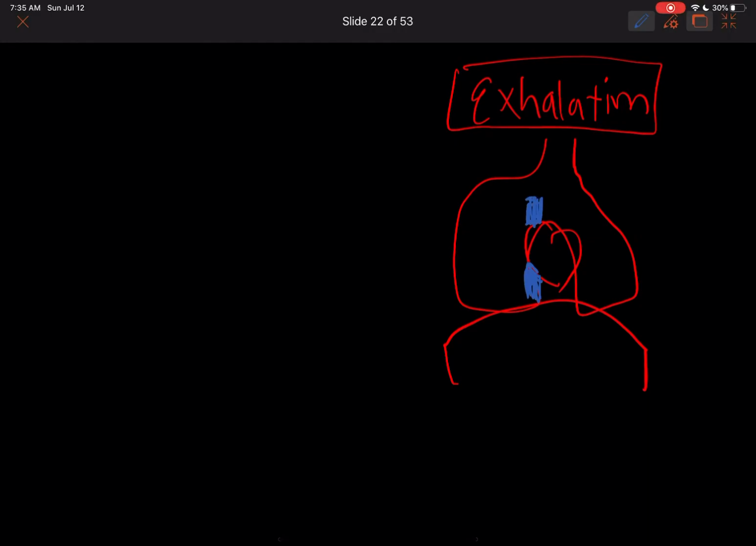So we talked about how pressure has increased within the lungs, which means it's also pushing on those great vessels, your inferior vena cava and your superior vena cava. It forces that pressure on there and pushes the blood into the right atrium of the heart. So that's what assists with the blood flow.